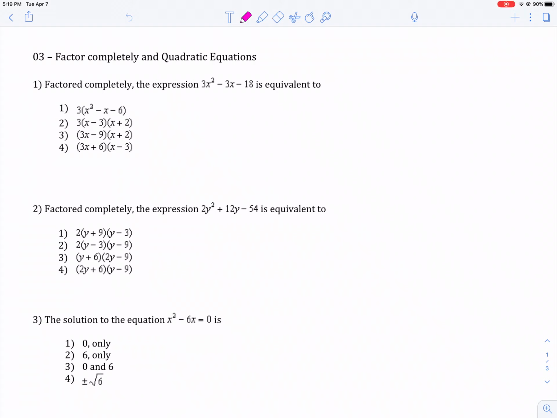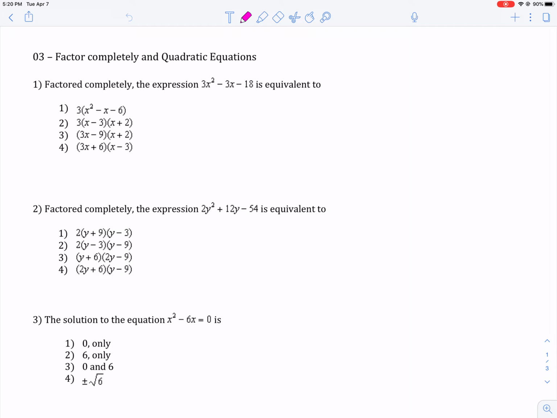Hi, everybody. Now that we paused and took a few extra days to factor, I'm hoping today's factor completely and quadratic equations is going to go smooth. So I'm going to work on these next few questions with you and show you a few little tricks on how to always get yourself the right answer, especially when you're looking at multiple choice.